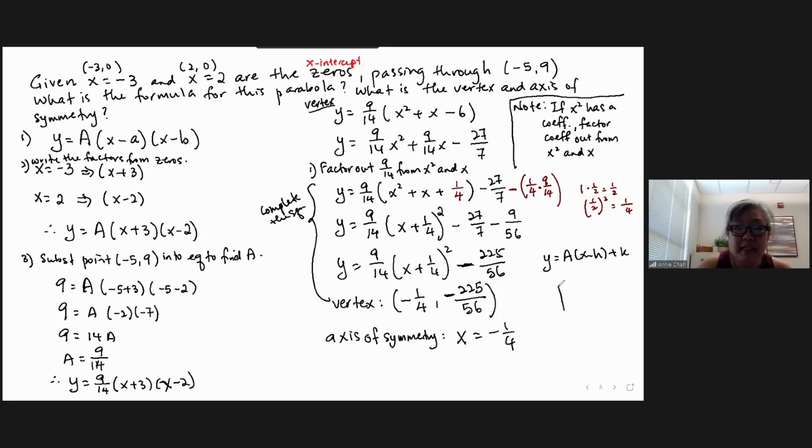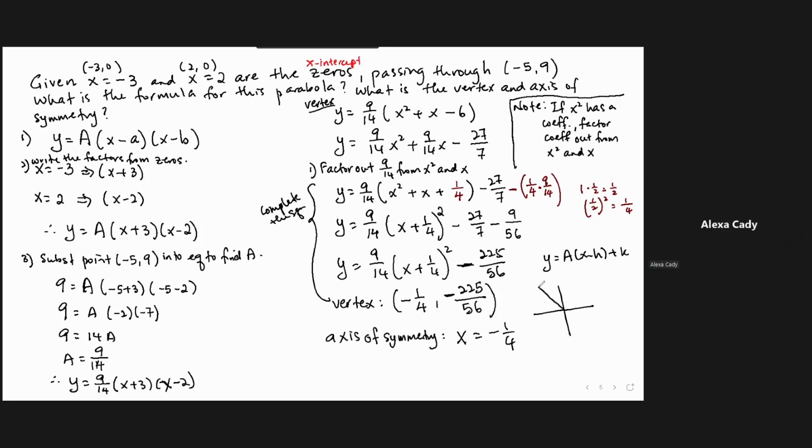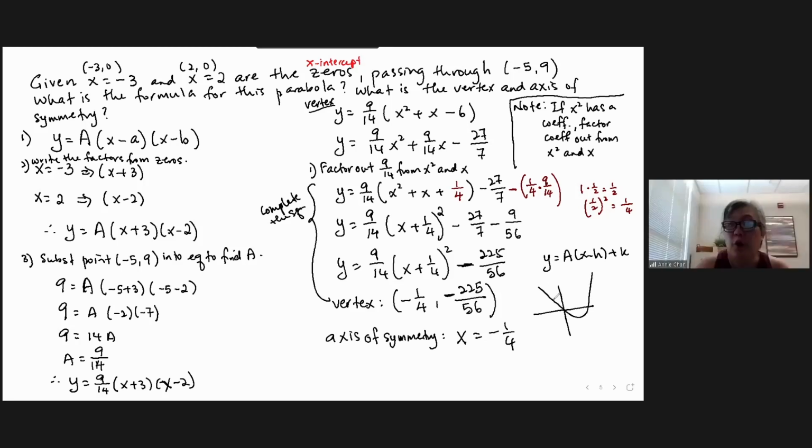What does this mean? If this is a parabola that opens up, the axis of symmetry would be like the middle of the parabola. How do I know it opens up? Because my A is positive and my x squared is positive. It will tell me that my parabola opens up. If this is negative, my parabola will open down.